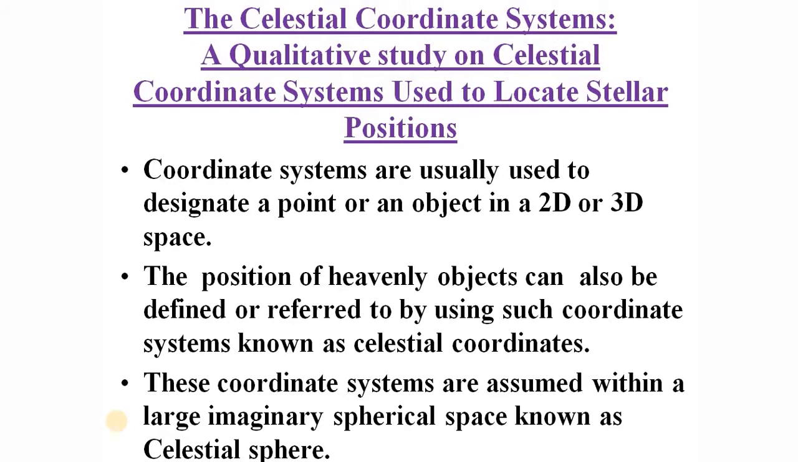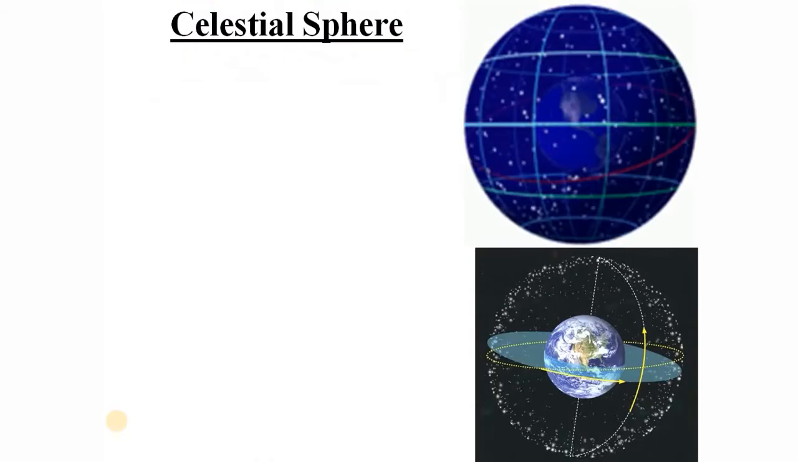These coordinate systems are actually assumed or imagined within a large spherical space. We need some space to imagine a reference system or a coordinate system, and that space here is taken as a spherical space. That imaginary spherical space is called a celestial space. So let us see a few more details of a celestial space.